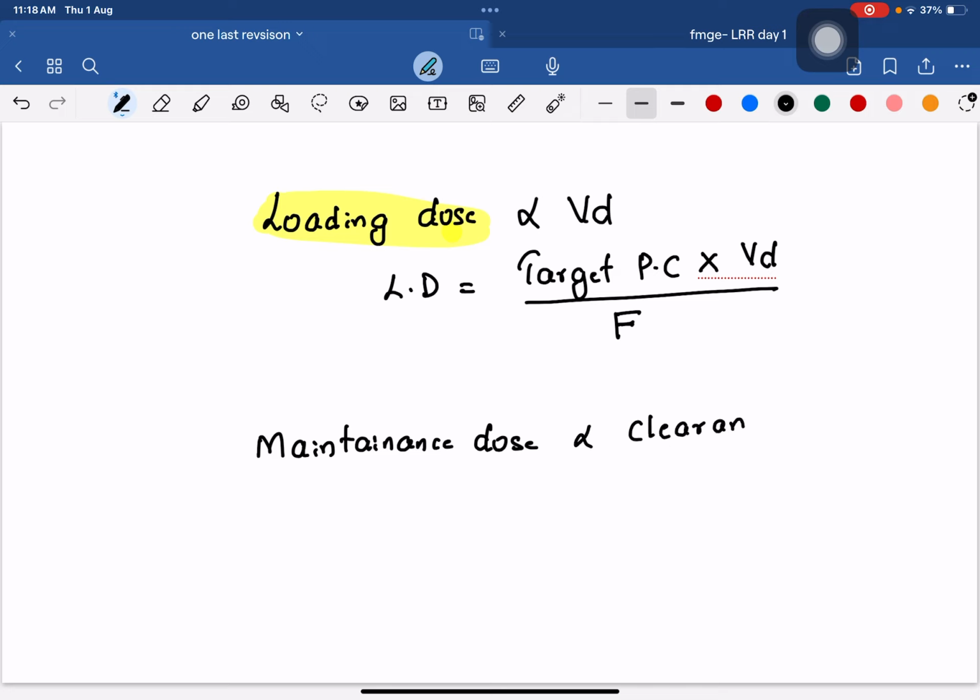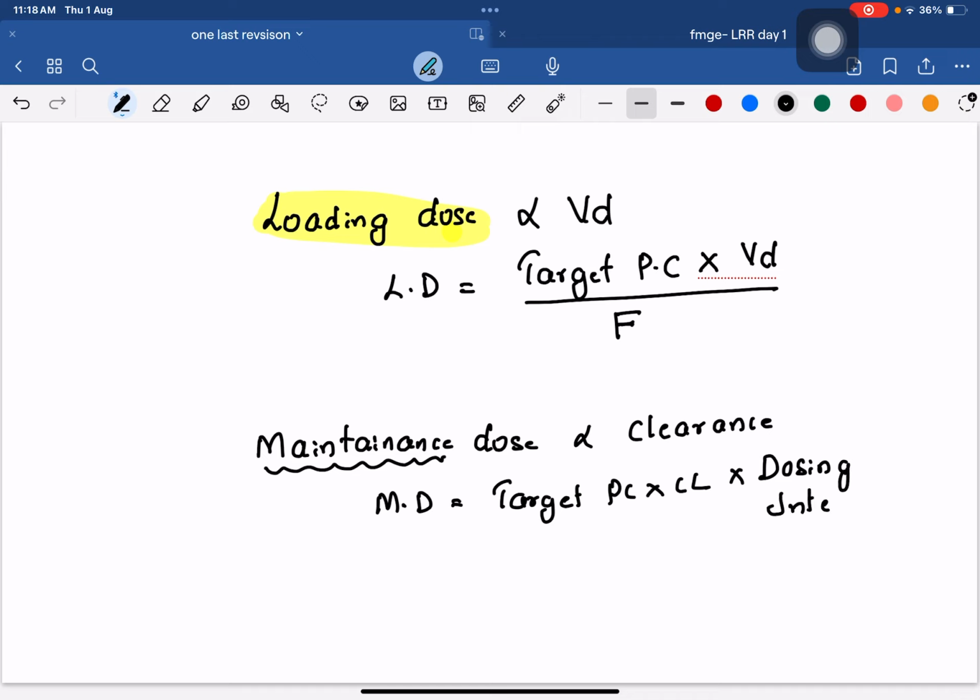So it depends on clearance of the drug. So maintenance dose is given by the target plasma concentration you want to achieve into clearance of the drug, and you have to give the drug repeatedly because the name itself is telling you maintenance. You have to maintain the dose. So repeated administration of the drug is the dosing interval. So target plasma concentration into clearance into dosing interval divided by F, if bioavailability is given. So this is the formula for loading dose and maintenance dose.